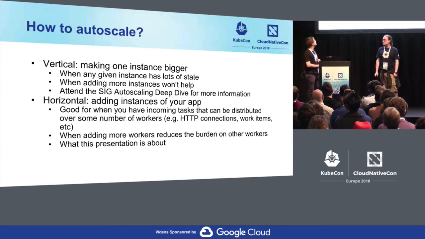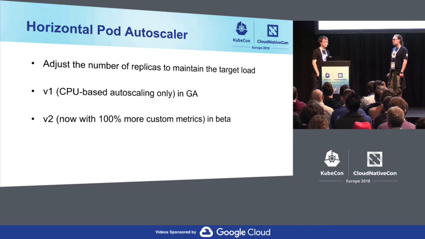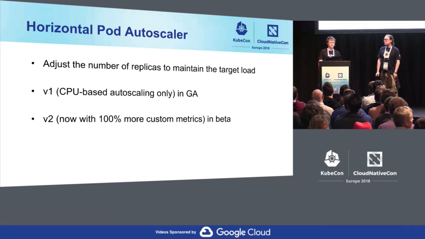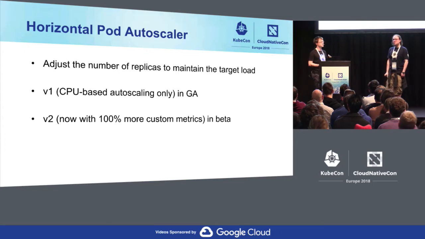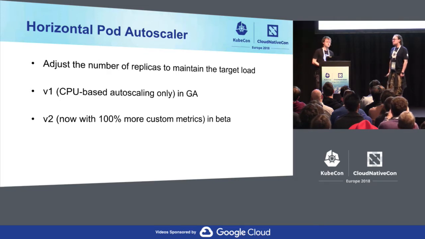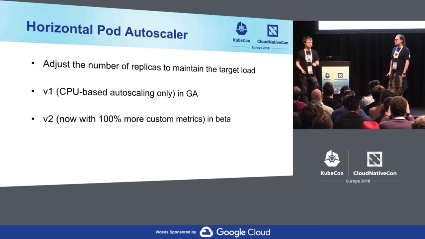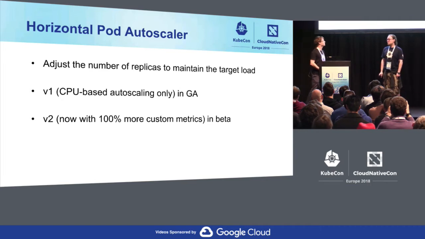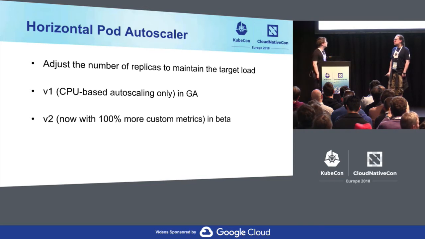And so it's going to be about Horizontal Pod Autoscaler, or HPA for short. And basically what HPA does is it changes the number of replicas based on the predefined target and current load. And it has been available for a while. I think V1 was actually GA in like the 1.2 time frame. But it's pretty limited. It only supports CPU-based autoscaling, which is pretty cool, but also not enough for many applications. So we're now working on V2, which supports custom metrics, and this is currently in beta.